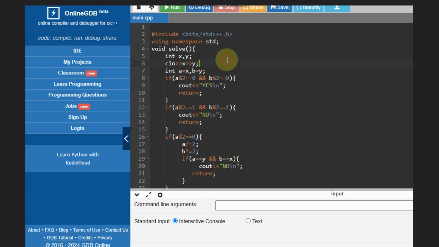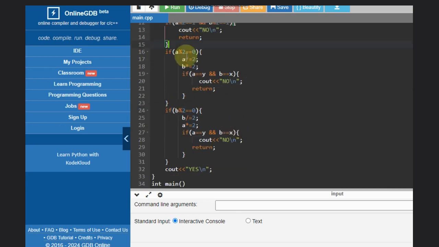Just see. We have declared int x comma y, taken the input, and copied to f, a and b. That's it. We'll perform every operation on a and b and then compare. If both are even, that means the answer will be yes, obviously, we can return it. If both are odd, then it's not possible, and the answer will be no here. Suppose A is even, then we divide A by 2 and multiply B by 2, then we check if A is equal to Y and B is equal to X. That means checking the 90-degree rotation.